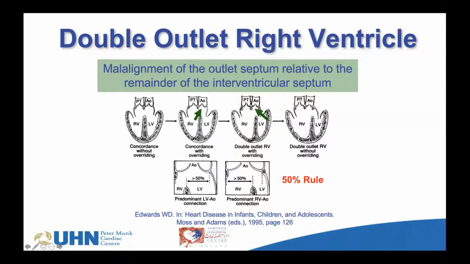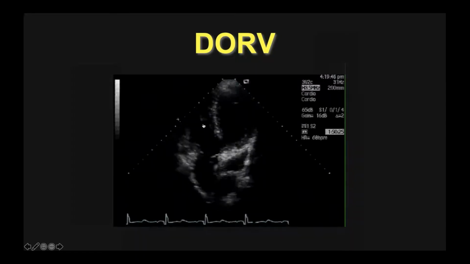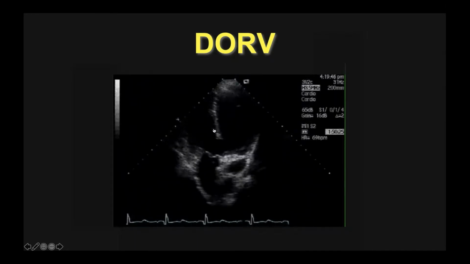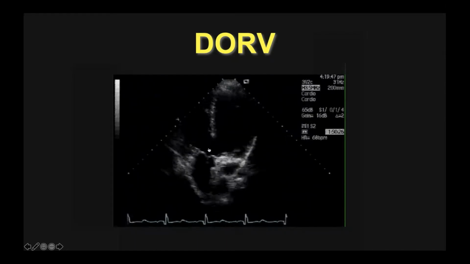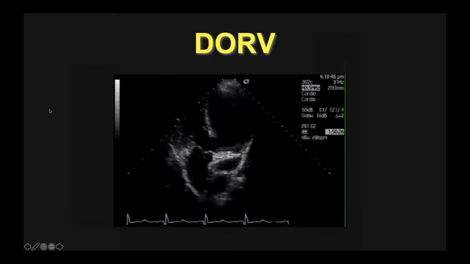But if the overriding is more than 50%, again this 50% rule, and both great arteries predominantly connect to the right ventricle, then you call this a double outlet right ventricle. So like in this setting, in a patient with situs solitus, that's the left ventricle, that's the right ventricle. And what you see here is severe overriding of the ventricular septum, and this aorta overrides more than 50% and predominantly connects to the right ventricle. So this is a double outlet right ventricle.